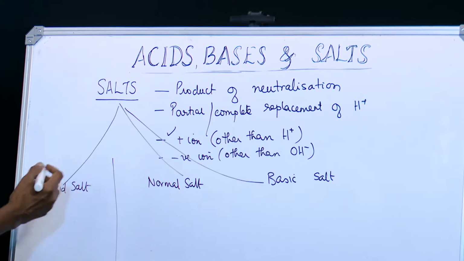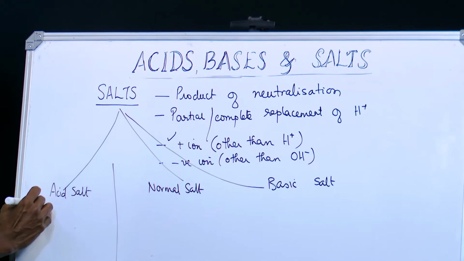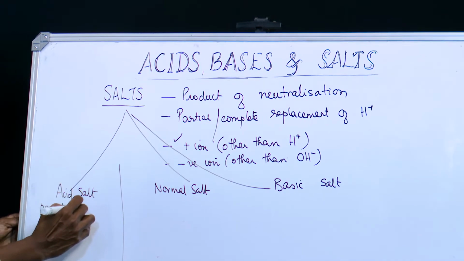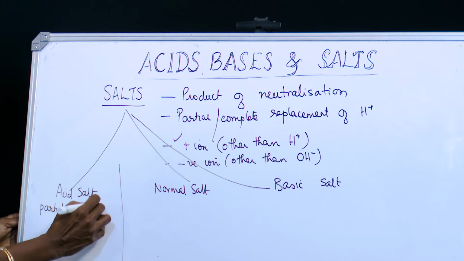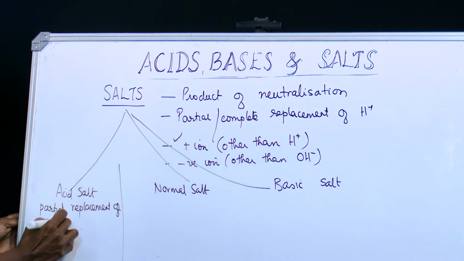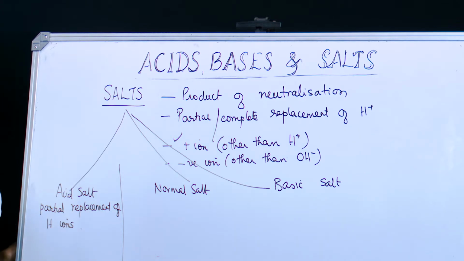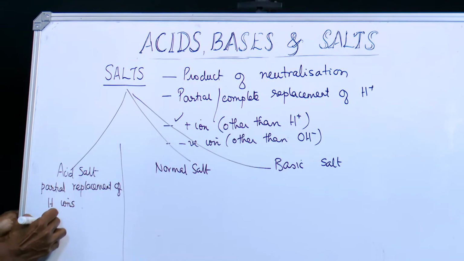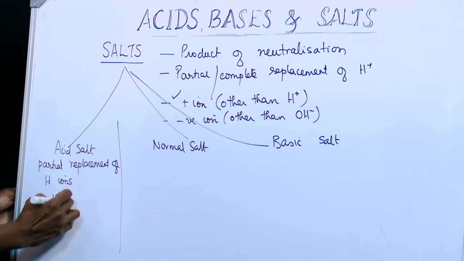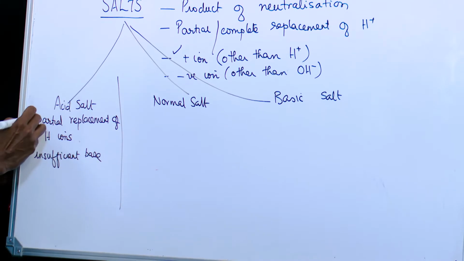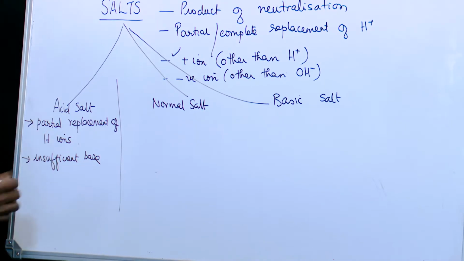Okay, when we come to acid salt, this will happen by partial replacement of hydrogen ions. That means, when does it not replace completely? When there is insufficient base. The base is not enough. That is when there will be a partial replacement.